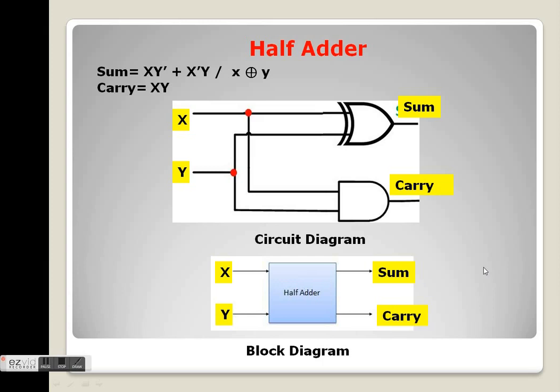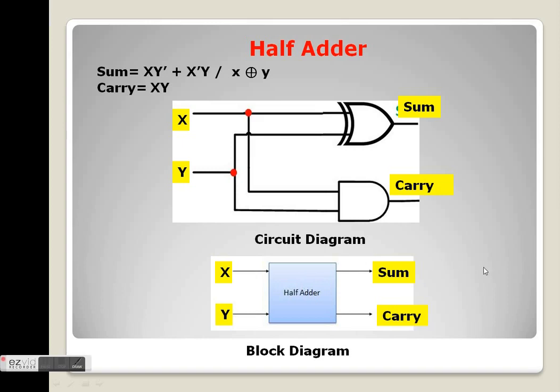Students, we can also draw the block diagram of the half adder. The block diagram of the half adder is visible on your screen. In this case, we will mark the inputs as x and y, and we will mark the outputs as sum and carry. Students, the half adder circuit was not capable of finding the sum of the previous carry and the input combinations.